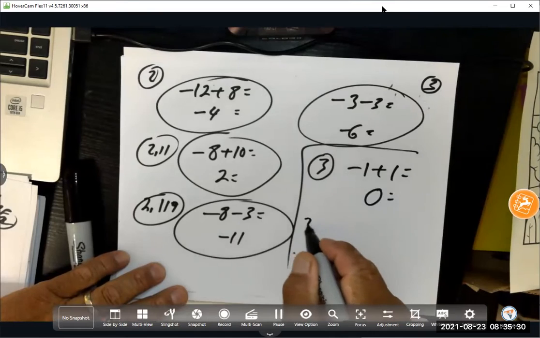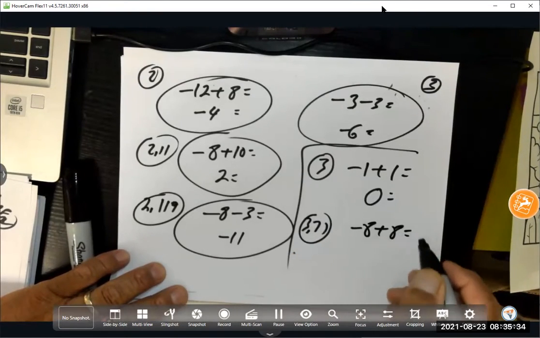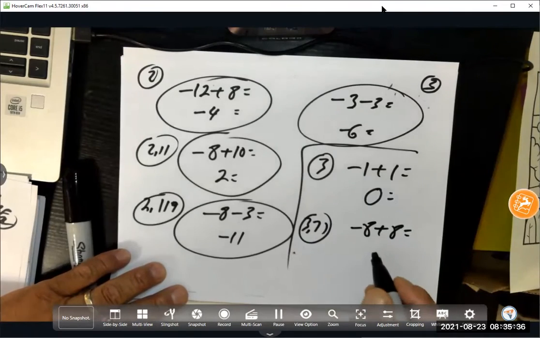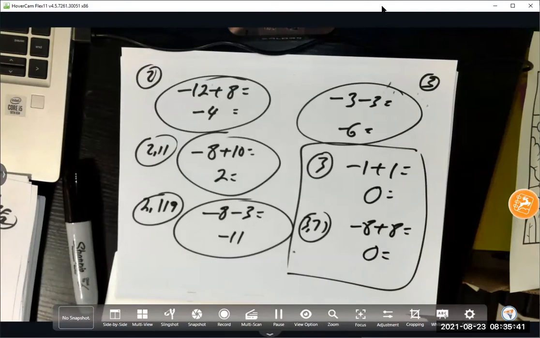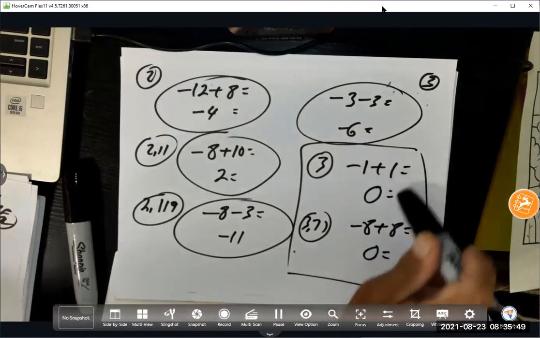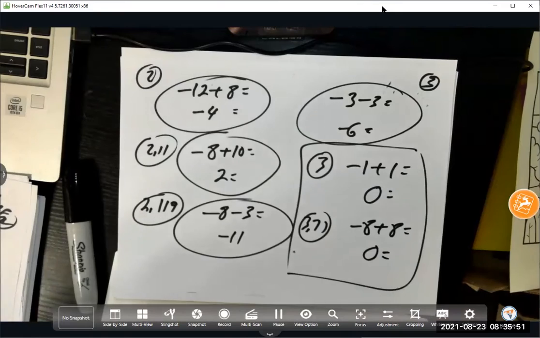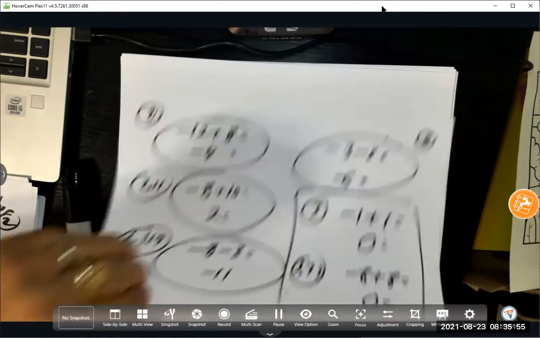Another one like this. If I have negative 8 and positive 8, same thing. Negative 8, plus 8, it's 0. Okay, does that make sense for those right there? Different signs, same number, goes away. All right, is that okay for questions like number 3? Yes? Okay, go to the next one then.